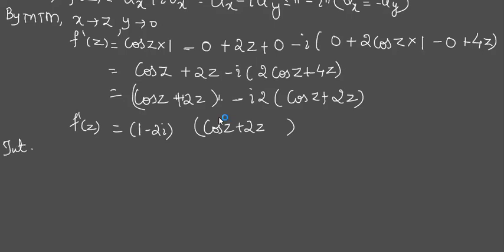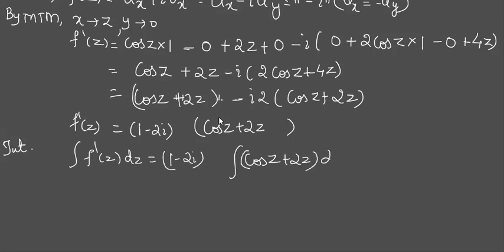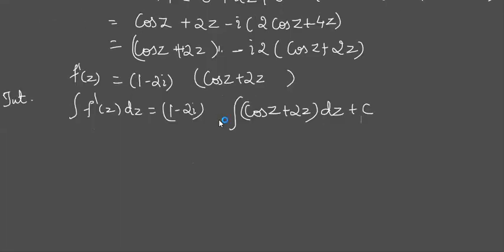Easily. The integration of f dash of z dz is equal to, on the RHS, the constant comes out. It is nothing but the integration of cos z plus 2z with respect to z. What is to be done for this step? Add the constant of integration. Integration of f dash of z is f of z. This is 1 minus 2i, constant as it is.